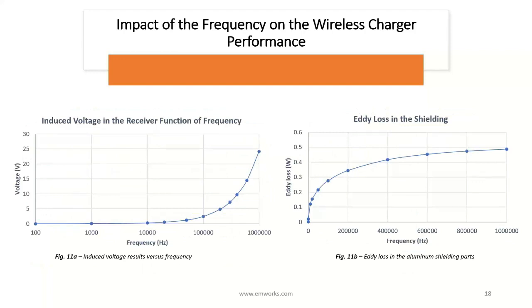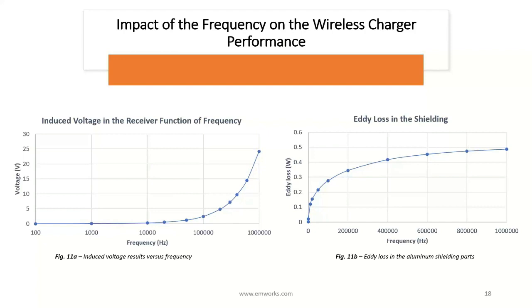So as we said, in the previous slide we have seen that the coupling coefficient decreases with the frequency, but the induced voltage of the receiver has different behavior. It increases when the frequency becomes higher. The voltage is directly proportional to the frequency and has greater impact than the coupling coefficient. So now we can get higher induced voltage by increasing the frequency.